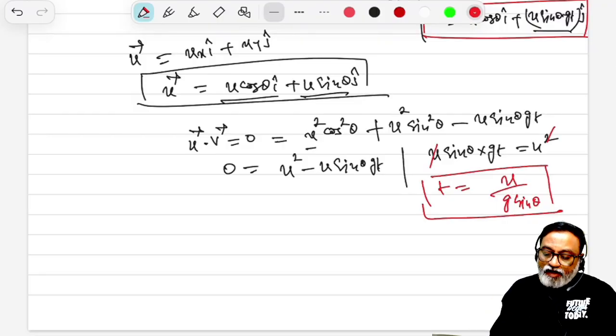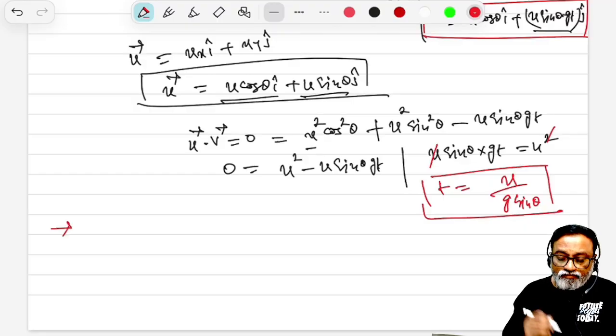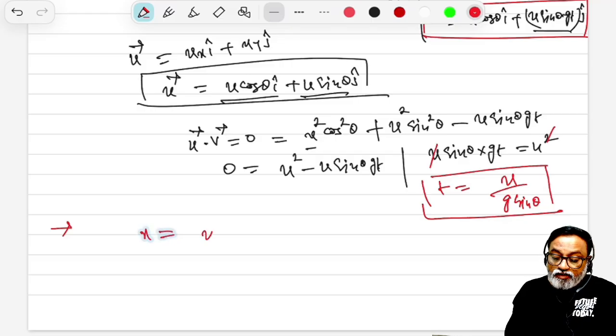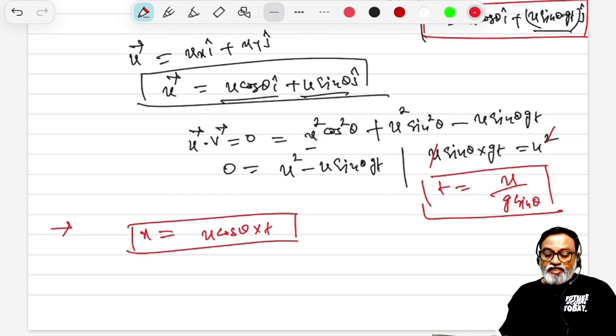This is about velocity. Like that, after time t, what is the distance traveled in x direction? In x direction, velocity is constant. Therefore, distance is equal to velocity into time, that is u cos theta into t. This is the distance traveled in x direction.